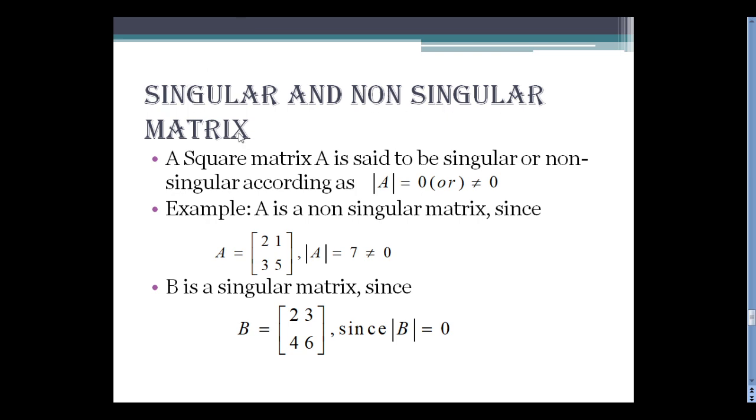Singular and non-singular matrix. We call a matrix singular when determinant A equals 0. And if determinant A is not equal to 0, we call it a non-singular matrix. For example, we have given 2, 1, 3, 5, that is A. On finding determinant A, we get 7, which is not equal to 0. So this is a non-singular matrix. And here we get determinant of B equal to 0. This B is a singular matrix.